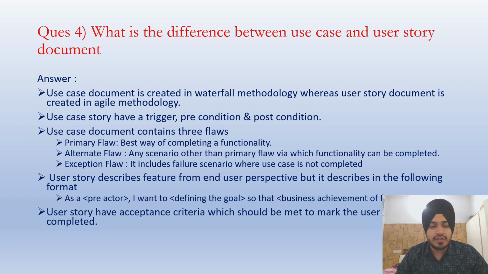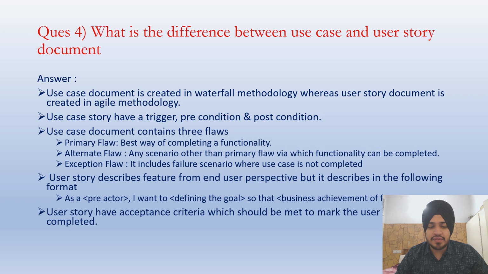Primary flow, which would be the best way of completing a functionality. Alternate flow, any scenario other than the primary flow via which the functionality can be completed. Exception flow, it includes failure scenarios where the use case is not completed. So use case has a trigger, precondition, postcondition, and it contains three flows.